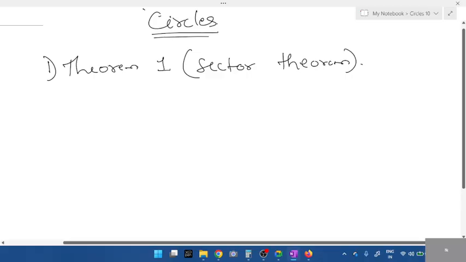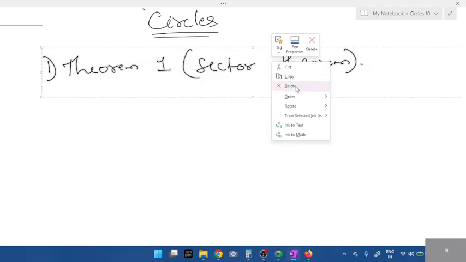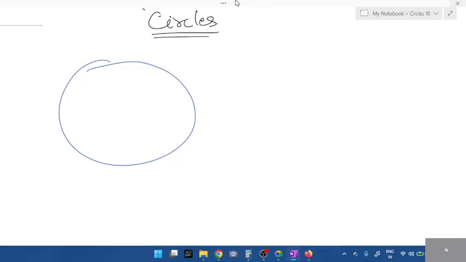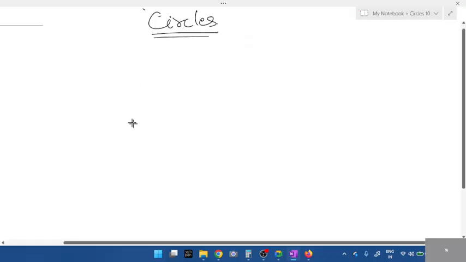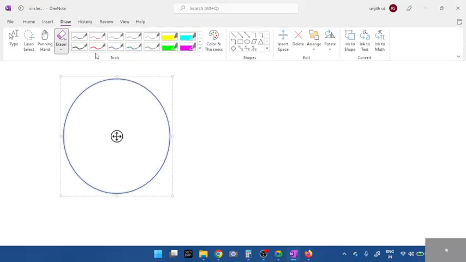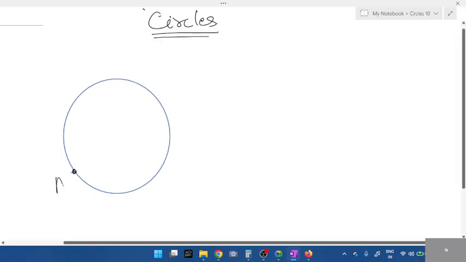No, I made a mistake. Sector, I told you all. I missed out one concept, students. In this circle, if I take arc AB, if I touch the center like this, what do you call this? A radius, right? We call it radius 1 and radius 2.